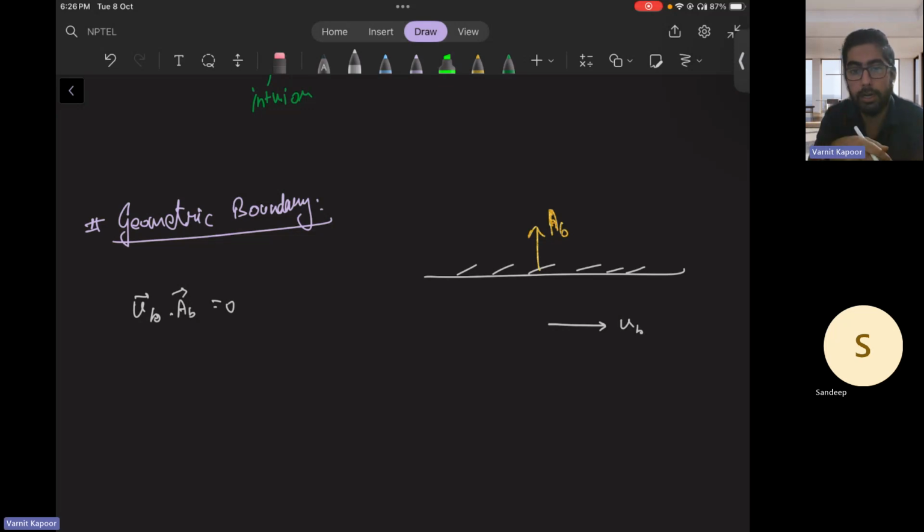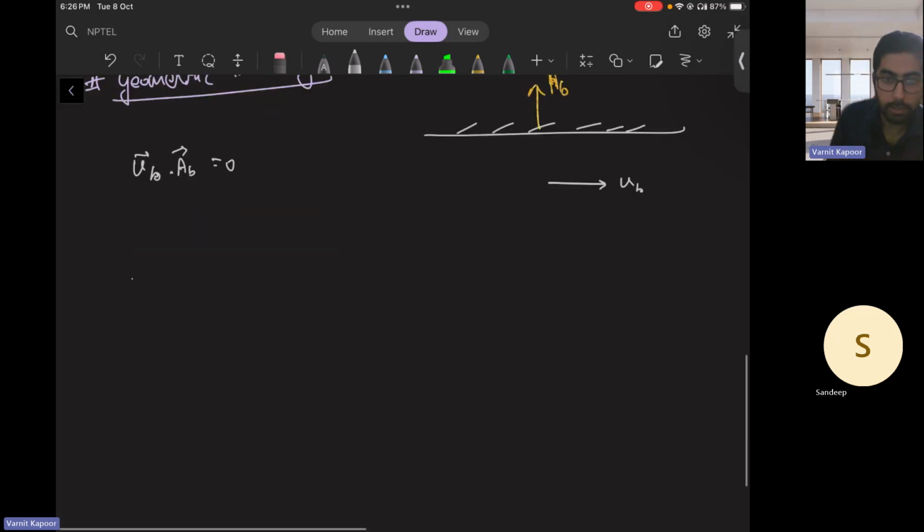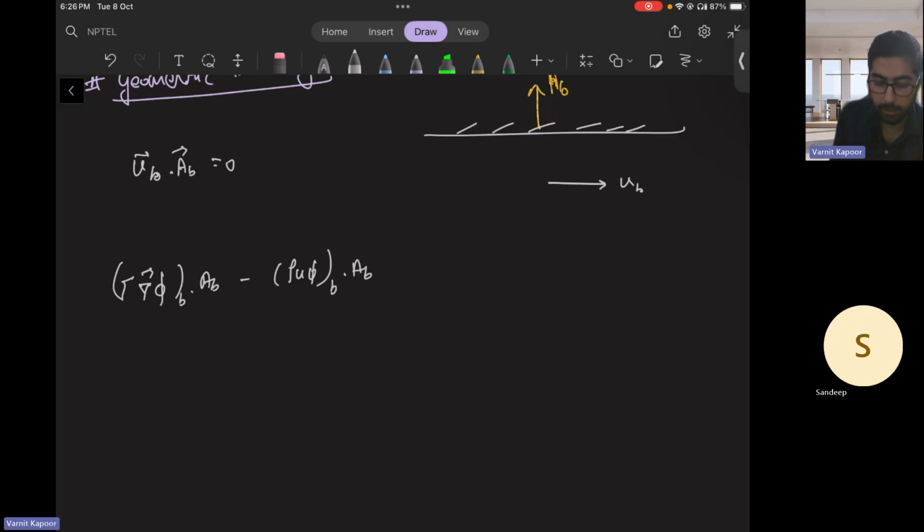So if you go to the equation, suppose you write your equation back: gamma grad phi of P dot AB minus rho U phi of B dot AB. If you observe here, this U dot AB will be 0 at the geometric boundary. So we have dealt with three different kinds of boundaries: Neumann, Dirichlet, and mixed boundary conditions for the diffusion part. And in the convection part, we have dealt with inflow, outflow and geometric boundary conditions.